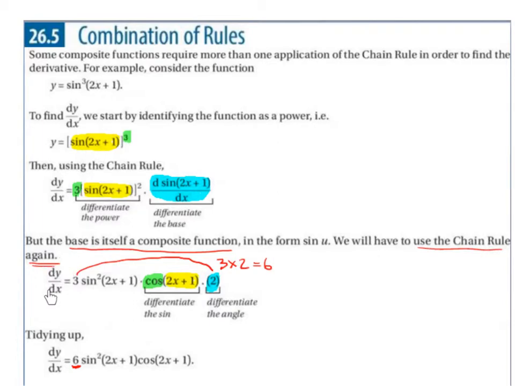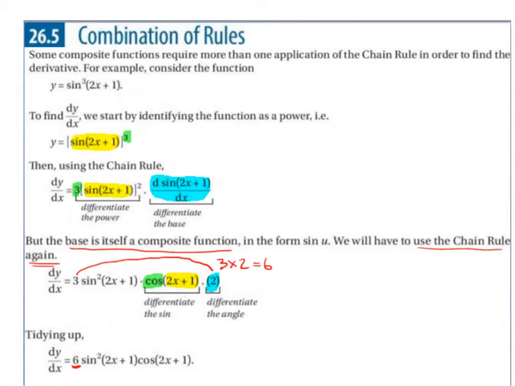So dy dx is equal to 3 sine squared 2x plus 1, which is what we had already worked out up here, multiplied by cos 2x plus 1 times 2. So we're differentiating now the base, or the inside. So the derivative of sine is cos, we keep the angle, and the derivative of 2x is 2.